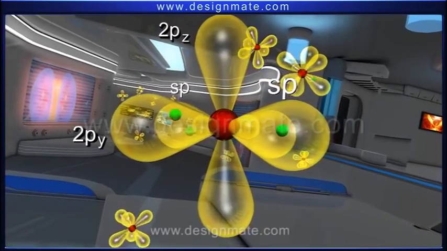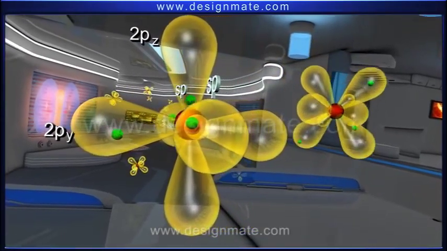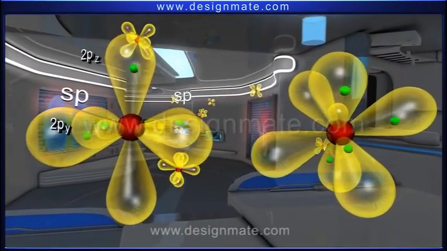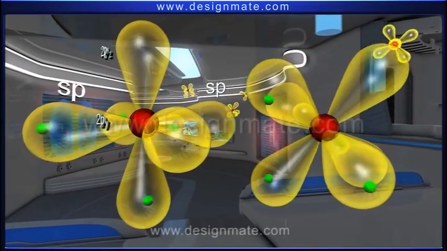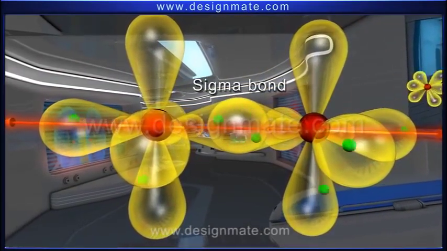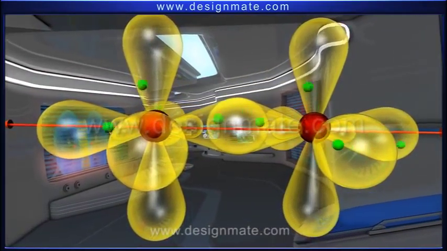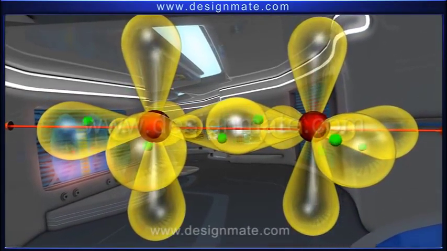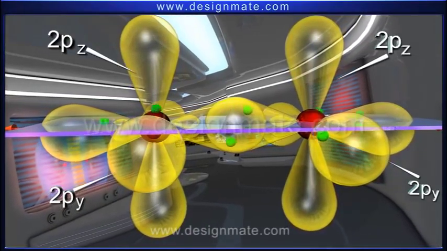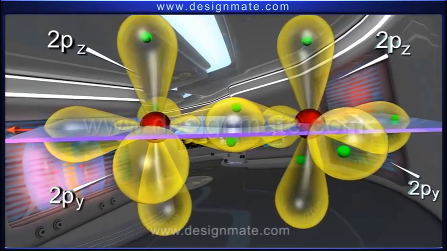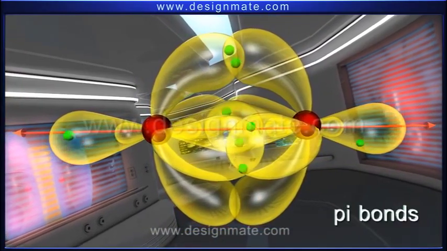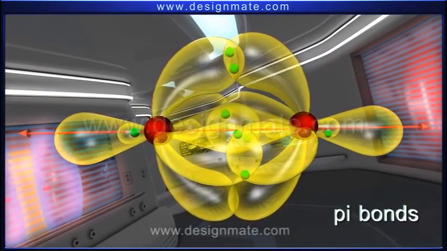Imagine another sp hybridized carbon atom approaching this carbon atom, such that the sp hybrid orbitals of the two carbon atoms face each other. These orbitals overlap along the internuclear axis, resulting in a sigma bond. Each of the carbon atoms also has two unhybridized p orbitals, namely the py and pz orbitals. These orbitals, which lie above and below the plane of sigma bond, also come very close to each other and overlap laterally, resulting in the formation of two pi bonds between the two carbon atoms.